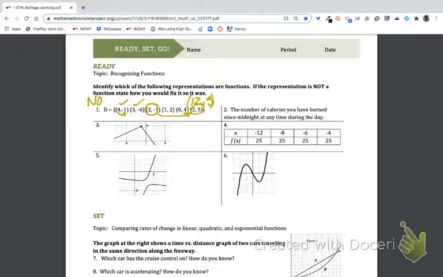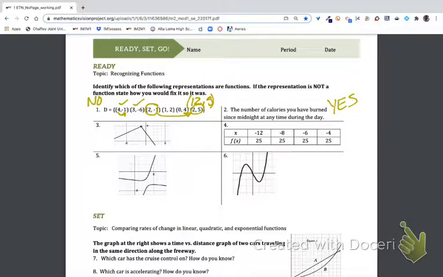For number 2, the number of calories you have burned since midnight at any time during the day would end up being a function because every time of day has a unique number of calories burned. I can't at 1:30 in the afternoon say that I burned 55 calories this hour and 75 calories this hour. That just wouldn't make any sense. So yes, number 2 is a function.